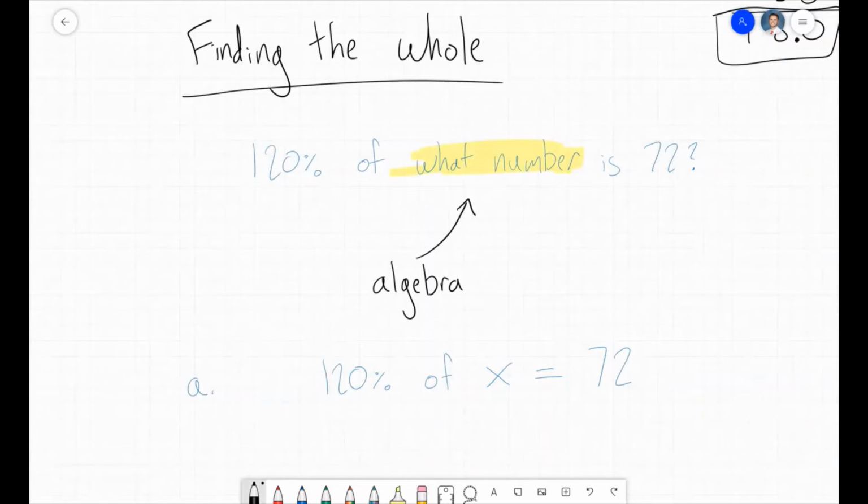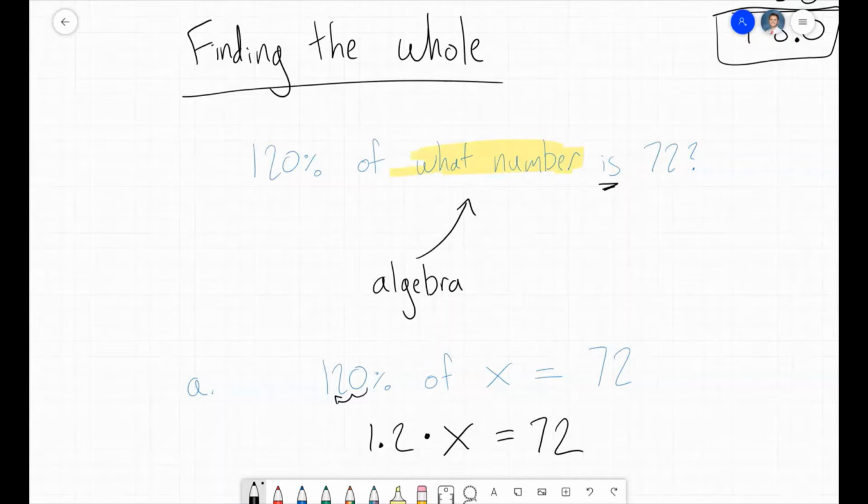120% of x equals 72. So we'll replace our "of" with multiplication. 120% becomes 1.2. So we have 1.2 times x, and that equals 72.